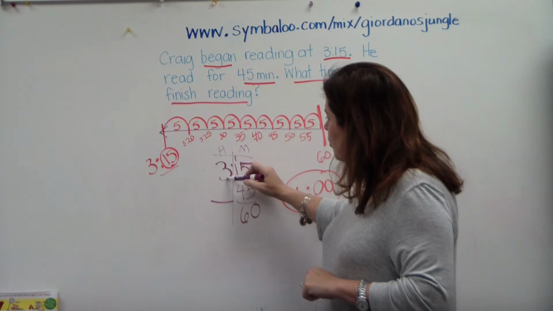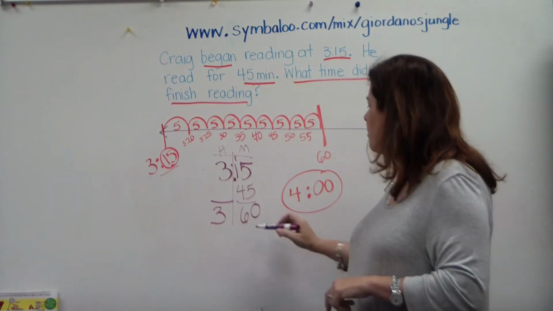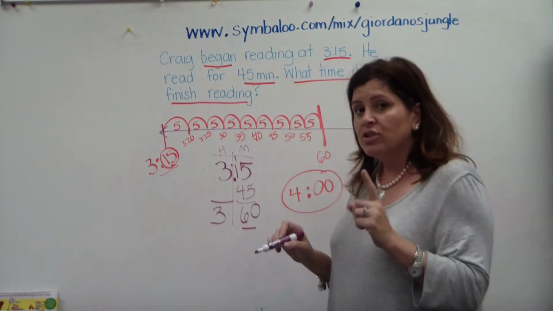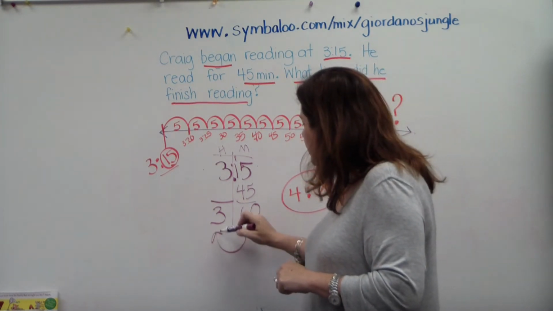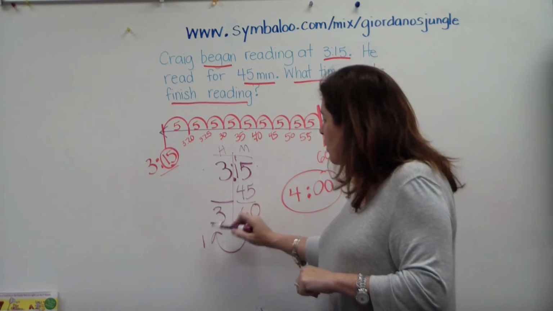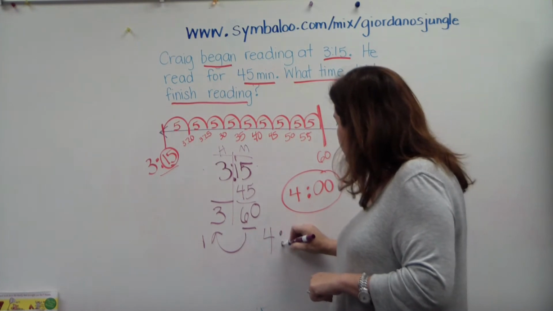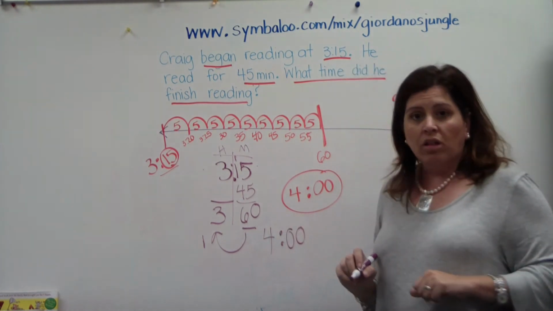Down here I have 3, but nothing else, so I just bring down my 3. Now, because this is 60, I know that makes a new hour. So therefore, that 60 brings an hour over. Does that make sense? So now I have 3 hours and 1 hour. Well, that's 4 hours. So therefore, the stop time is 4 o'clock.